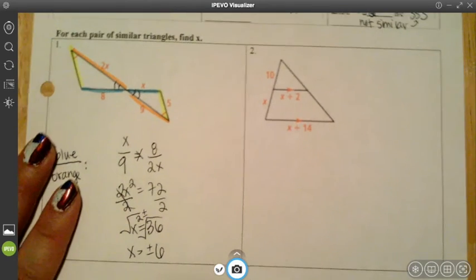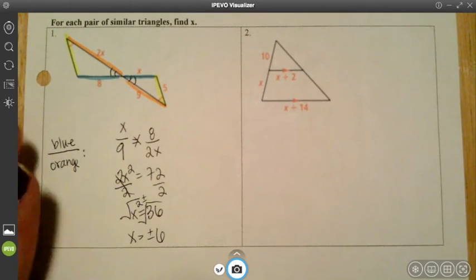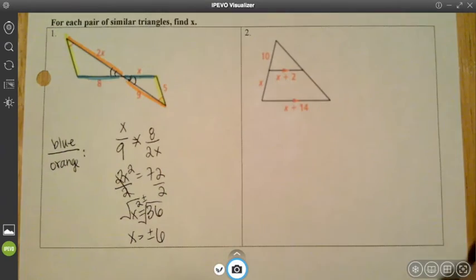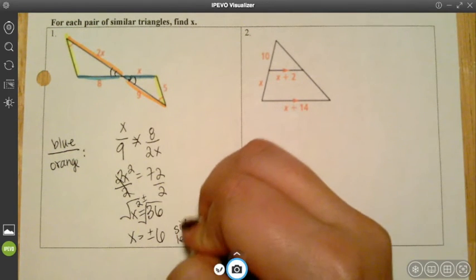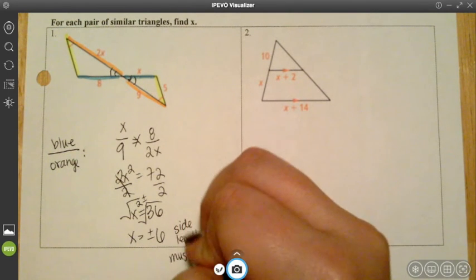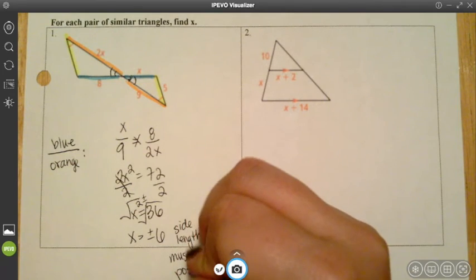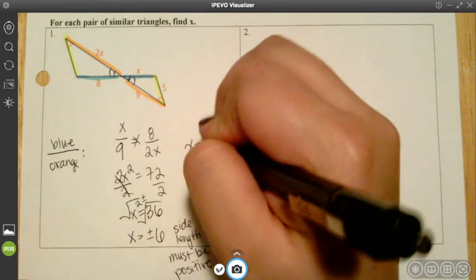What that means is that x could be 6 or negative 6, but this time we do know that x is a length. It's a side of a triangle. Side length must be positive. Therefore, x equals 6.